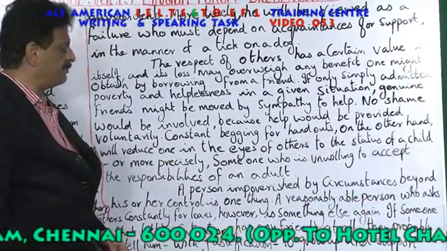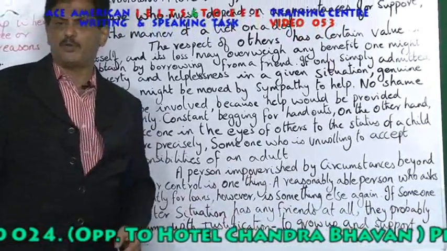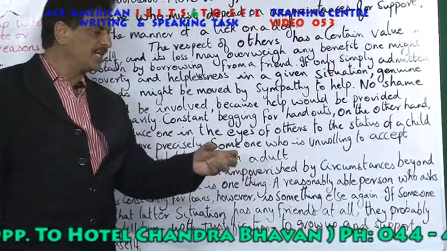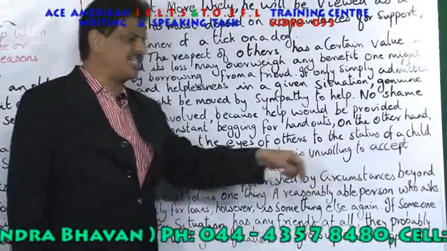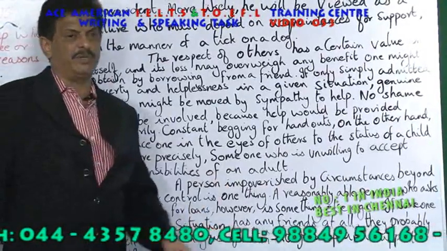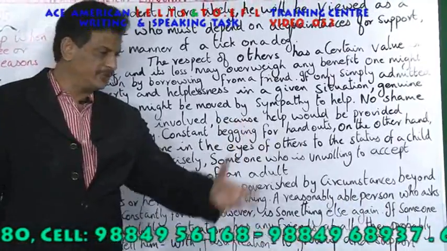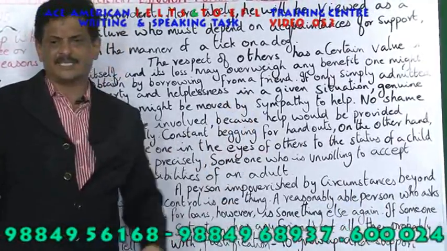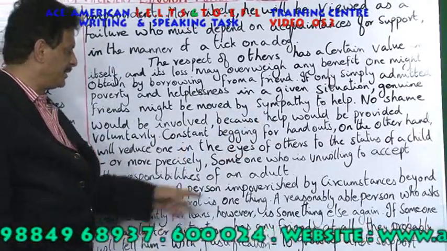So finally we have come to the conclusion. A person impoverished. What do you mean by impoverished? Poverty, becoming poor. A person impoverished by circumstances beyond his or her control is one thing. What do you mean by that? You have started a business, it went under loss, suddenly you become poor, that is accepted. Because of circumstances he or she has become poor, impoverished.